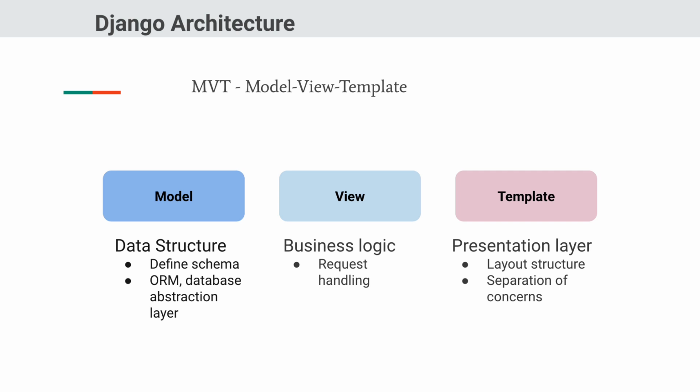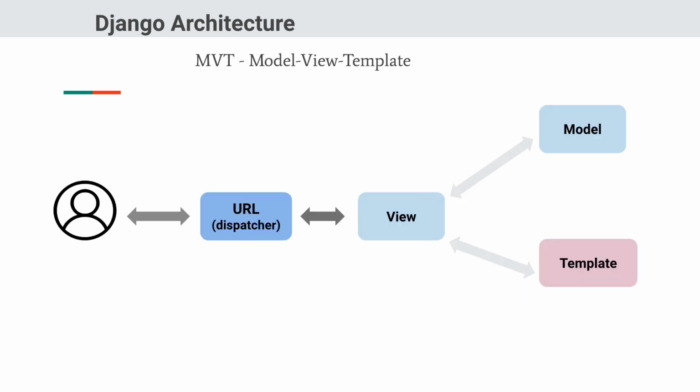And Django reinforces that. Now let's look into the model view template as pertains to the Django architecture. So the idea is very simple, that in the front end, we have the user who wants to, for instance, get to see something on the web page.